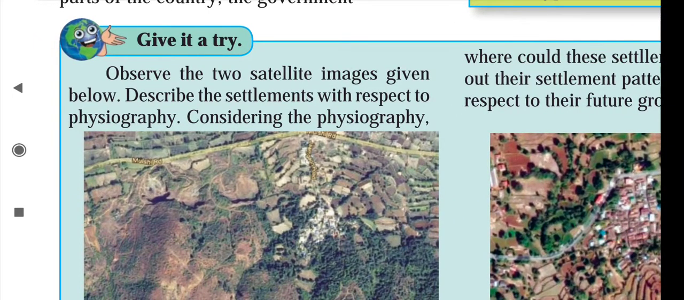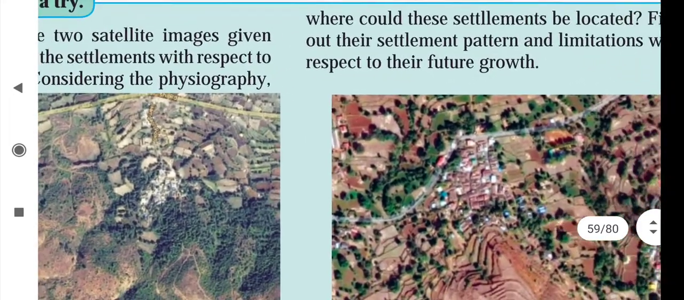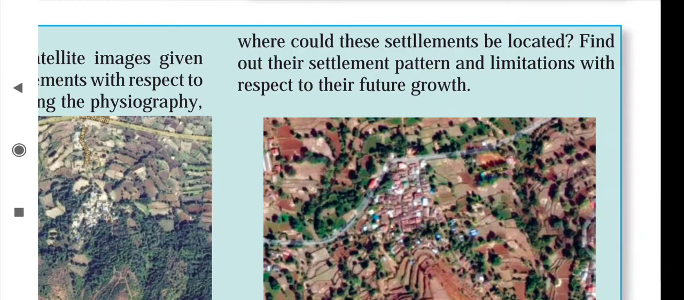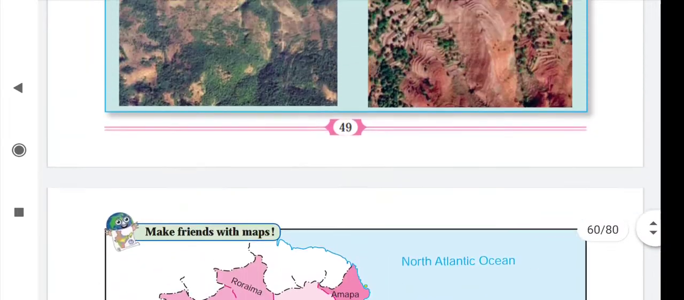Observe the two satellite images given below. Describe the settlement, considering the physiography. See here, you have to observe these two. Where could this settlement be located? Find out their settlement pattern and limitations with respect to their future growth. So you have to observe and complete this activity also.